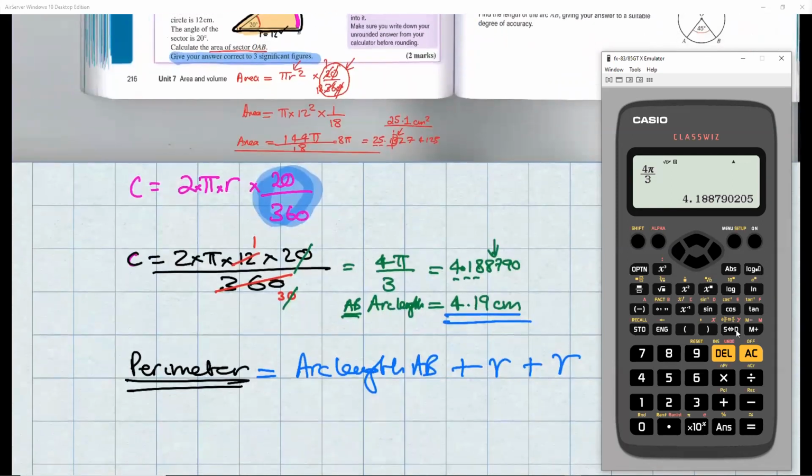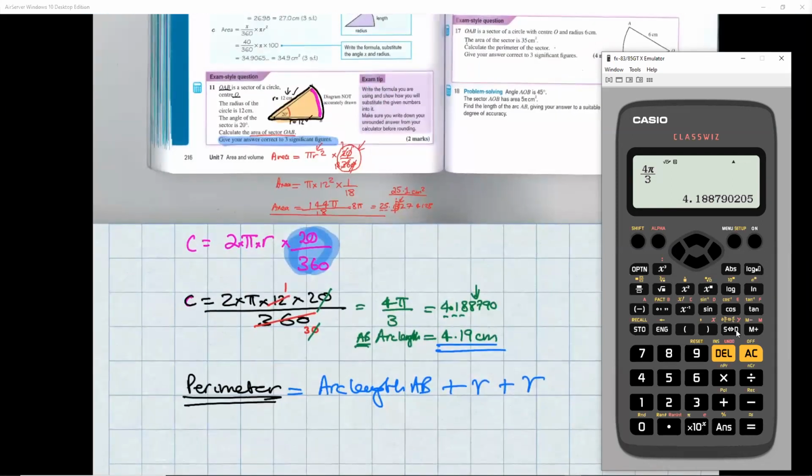Lovely. Now, quick question. When I'm reusing a previous answer, let me give you a choice. Shall I use this number here or this one here? Which one do I use now that I'm carrying on the calculation for another part? The first one or the second one? Never the second one, you always use the first one. You never use a rounded off answer to continue on another answer because that introduces rounding errors.